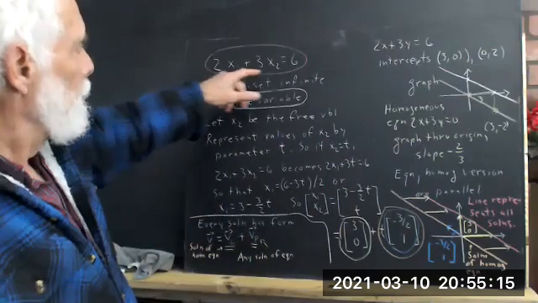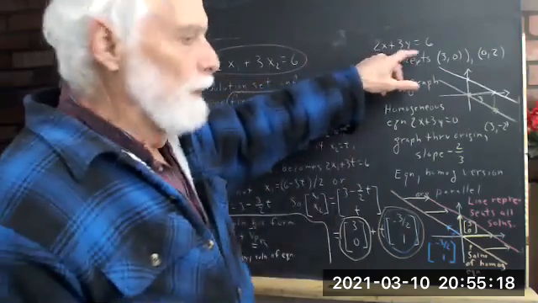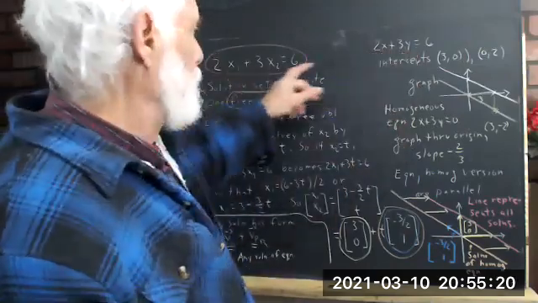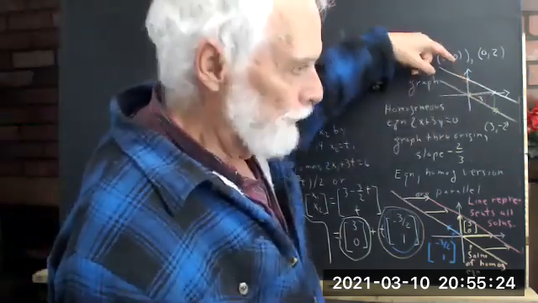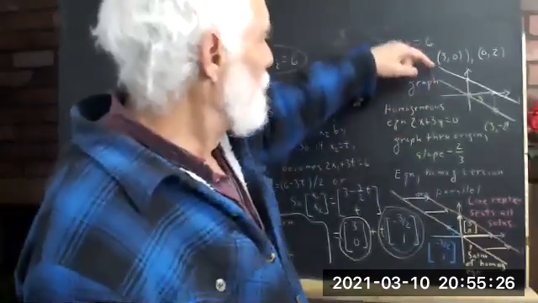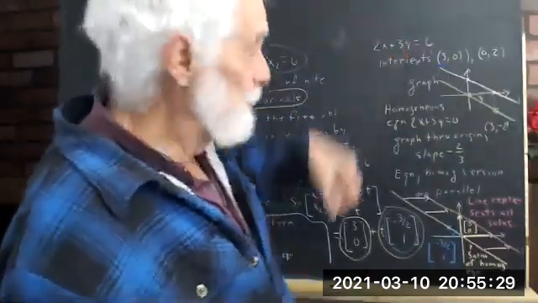Okay. This equation is equivalent to this equation. We're using x1, x2 instead of x, y. Clearly, this equation has solutions. Well, solutions of a line.